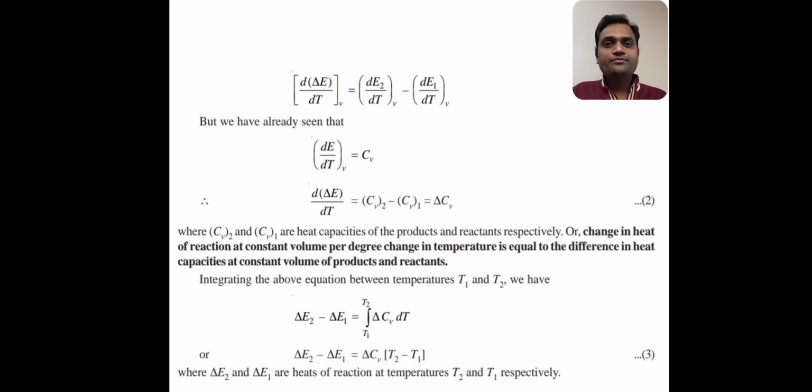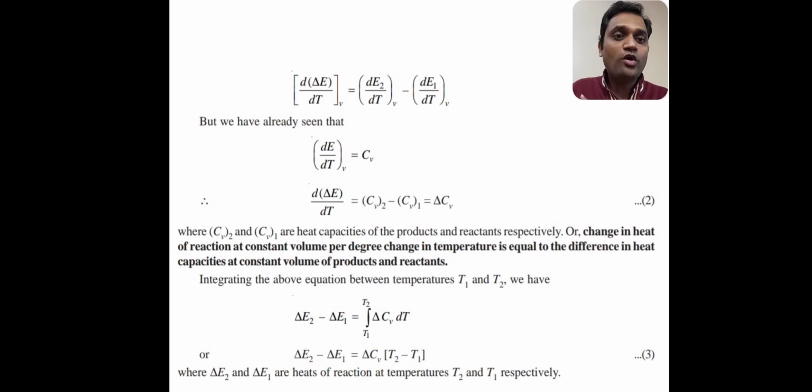Now if we integrate this equation between temperature T1 and T2, delta E2 minus delta E1 is equal to the integration of delta Cv dT from T1 to T2. Delta Cv is constant, taken outside the bracket, and in the bracket the difference T2 minus T1. So delta E2 minus delta E1 is equal to delta Cv times (T2 minus T1).